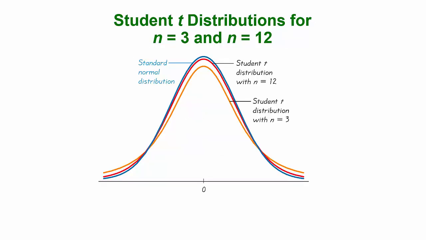So this is showing student T distributions for a sample size n equals 3 and a sample size n equals 12, and it's also plotted with the standard normal distribution, which is in blue. As we increase our sample size from 3 to 12, we'll see that it more closely approaches the normal distribution. So increasing sample size is better because it does approach that normal distribution curve.